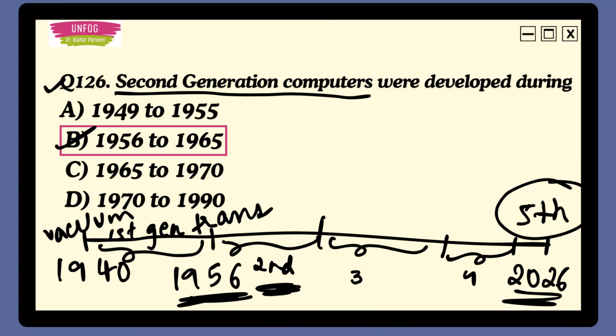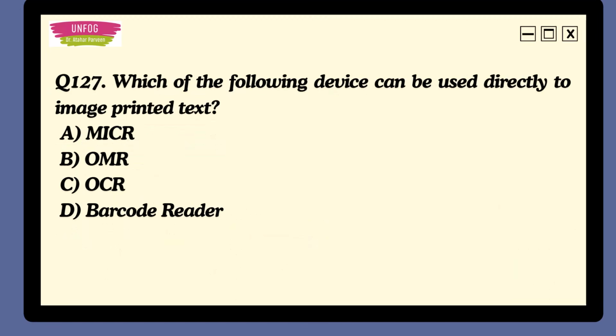I told you many other points besides just the question, so make note of them also. Next question. Which of the following devices can be used directly to image printed text?